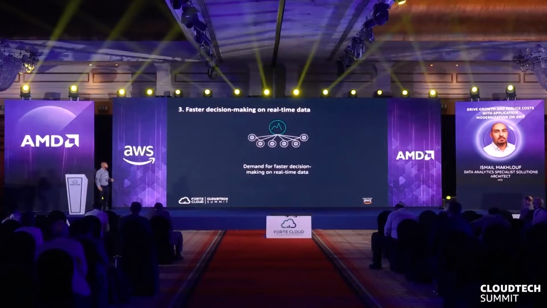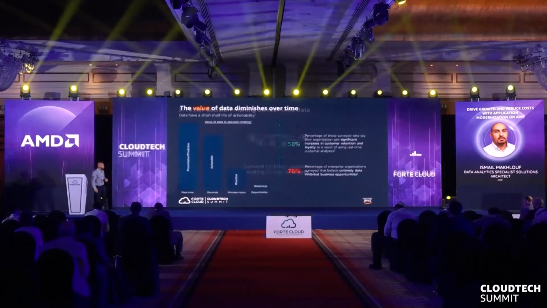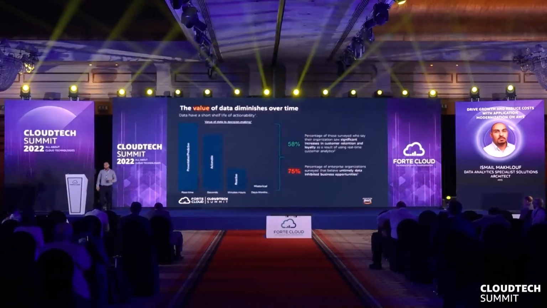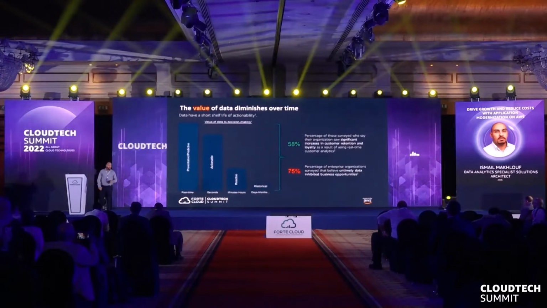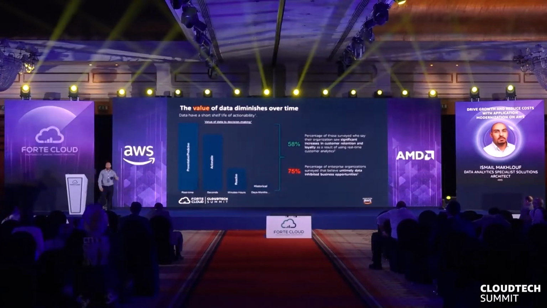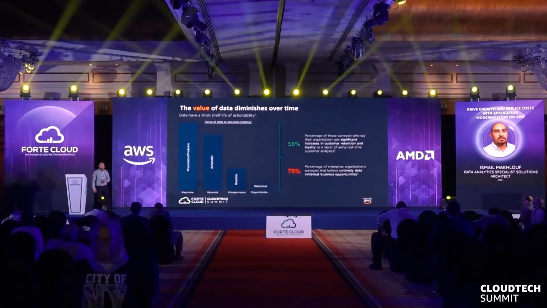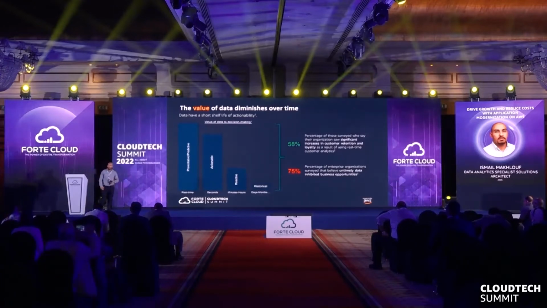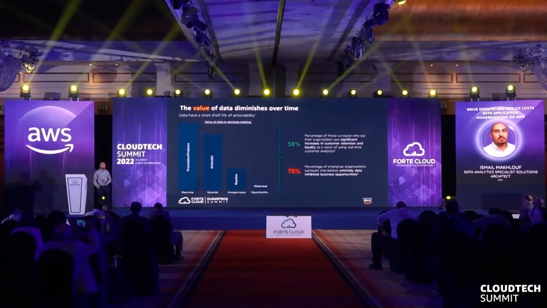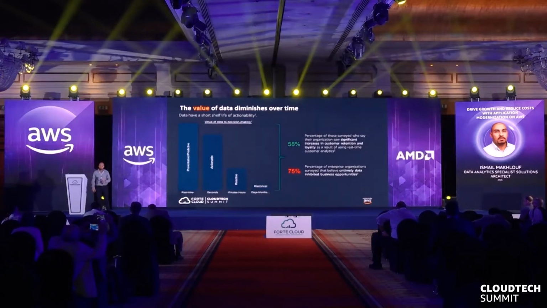The third trend, as we mentioned, is faster decision making. Data has a shelf life. Speed is important. If you have some kind of transaction that happened on your system and that transaction is fraudulent, you can't wait a whole day for a batch process to happen that showed you that transaction is fraudulent. You need to take action now.